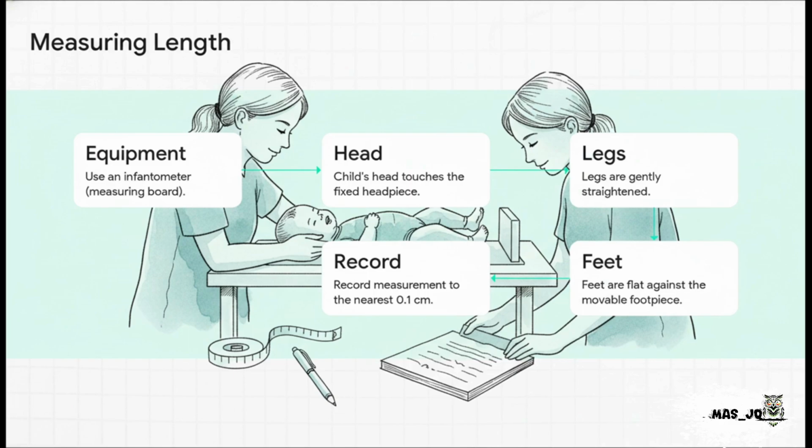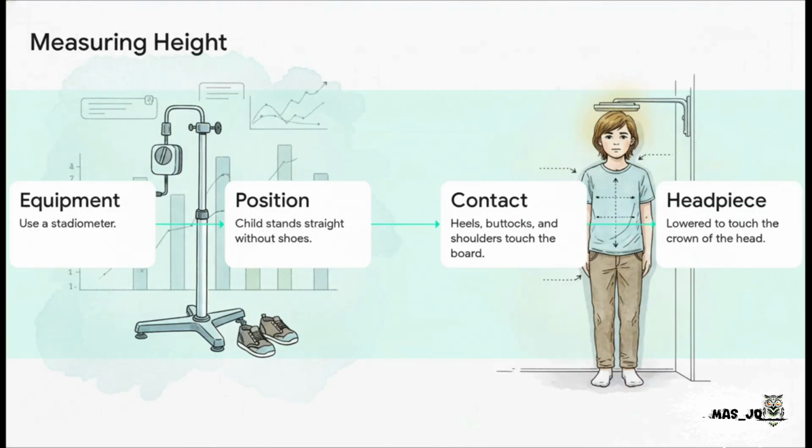It's so exact that it's often a two-person job, and they'll even take the measurement a couple of times to be sure. For older kids, the process is just as meticulous. They use a device called a stadiometer. The child has to stand up straight with no shoes on, and check out this posture. Their heels, their butt, and their shoulder blades all have to be touching the vertical board. Then the headpiece is gently lowered down, so it just rests on the very top, the crown, of their head.